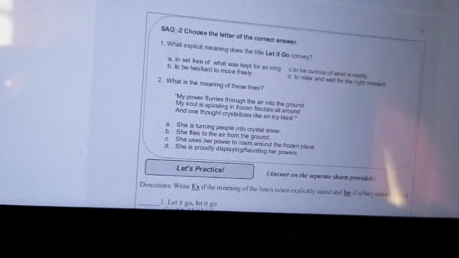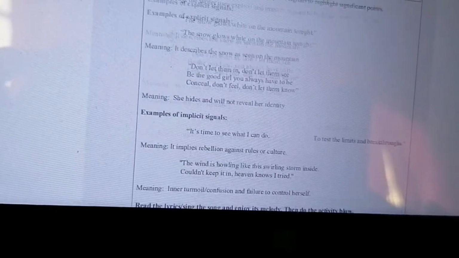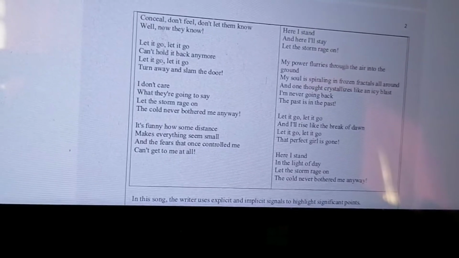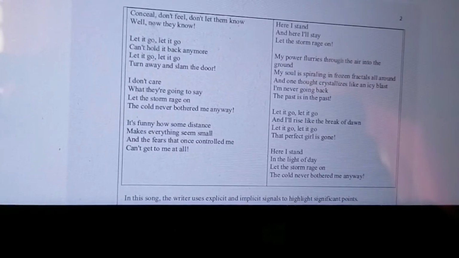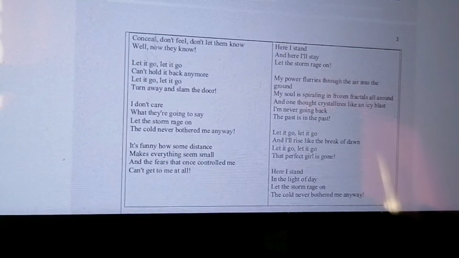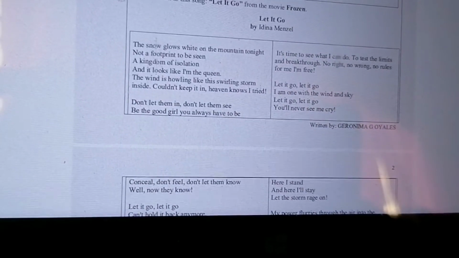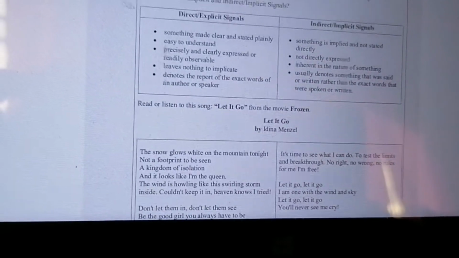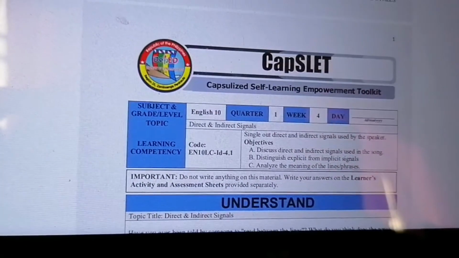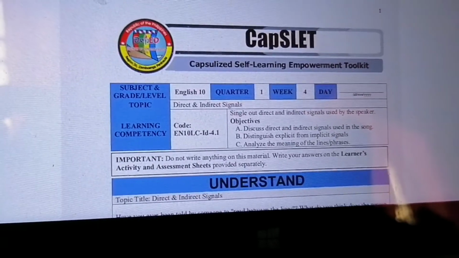So for those capsules that are not really clear, okay, so you may use this one as your guide. So you can listen to the song if you have data or a signal of your Wi-Fi connection. You can listen to this music, the song "Let It Go" by Idina Menzel. Okay, that's it. So that is English 10, Quarter 1, Week 4.1.